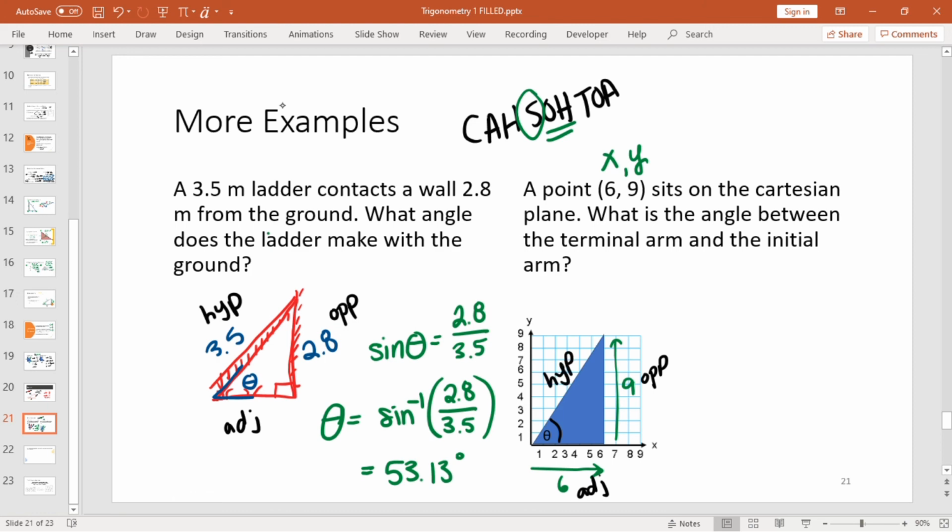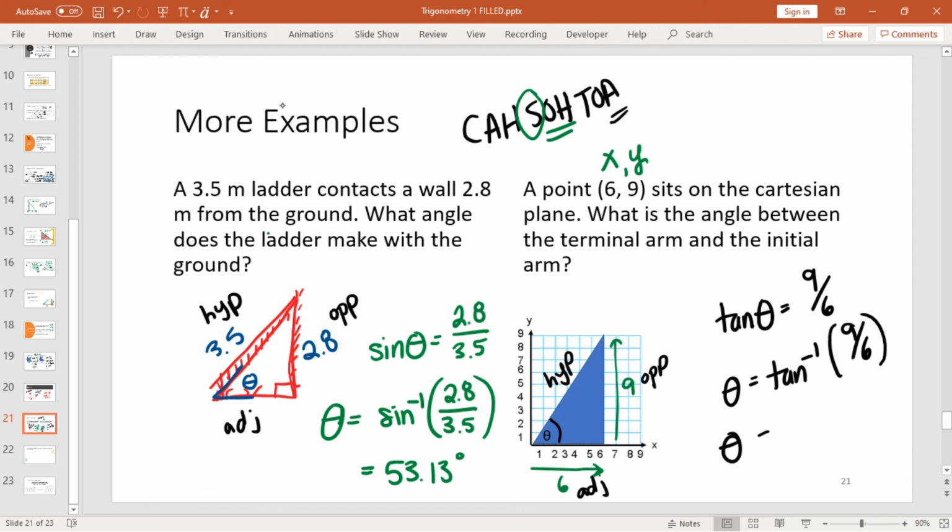All right, so if I want to find this angle, and I'm just checking, yes, it's between the terminal arm and the initial arm, I'm going to use tangent because I have opposite and adjacent. So tan theta is equal to 9 over 6, which means that theta, the angle, must be arctan 9 over 6. And when you punch that all into your calculator, it tells you that angle is 56.3 degrees.